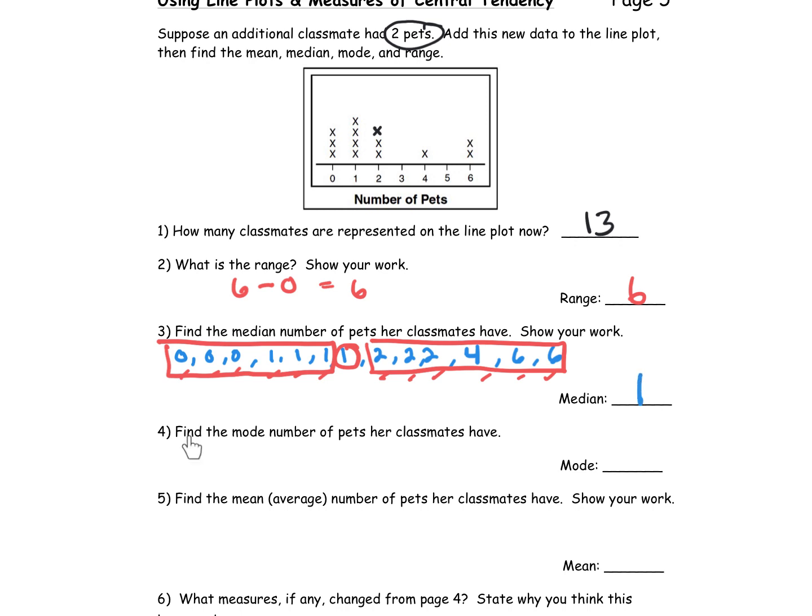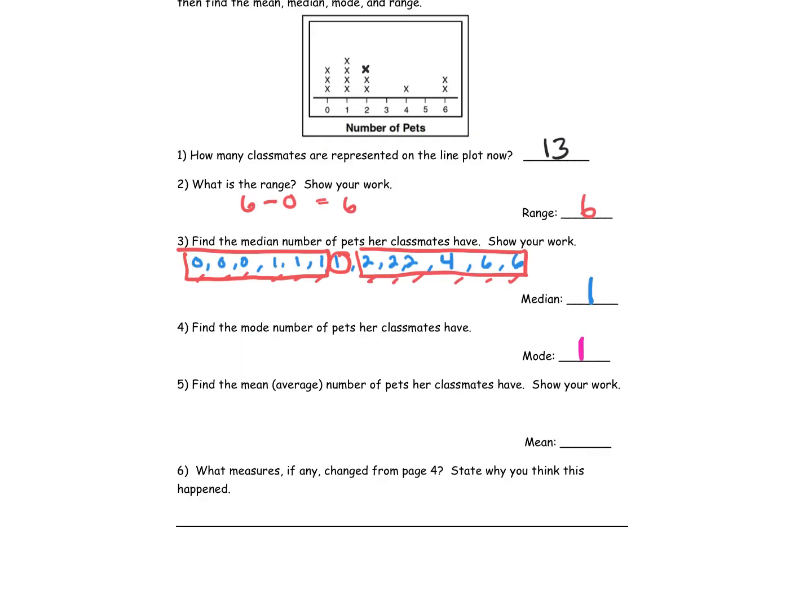Number 4 says find the mode number of pets her classmates have. You're going to notice it doesn't say show your work, but the nice thing, since we put the data in order already, it's going to be easy to spot, and the line plot itself is very helpful. We can see that there's 4 classmates compared to the other. So the mode is the number 1. We see 4 ones. So now let's go on to question number 5.